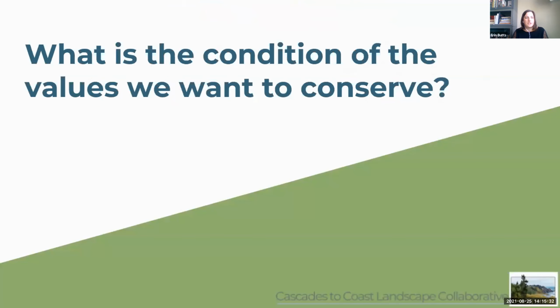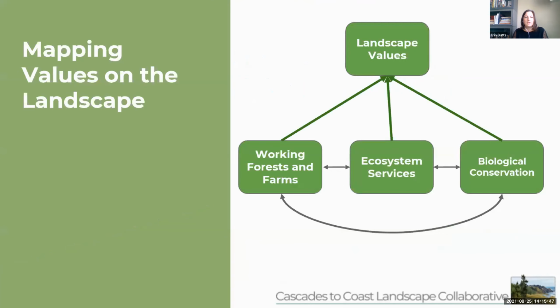So what is the condition of the values that we want to conserve? As we are going through this, it's really difficult to make one map of landscape values when we have so many different collaborators and different values across the landscape. So we decided to do 3 different data syntheses to represent the variety of values and allow users to see each of them and how they overlap and complement each other.